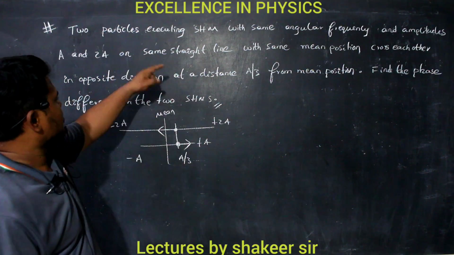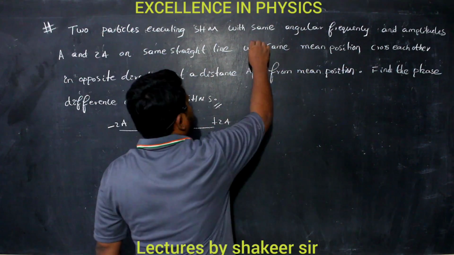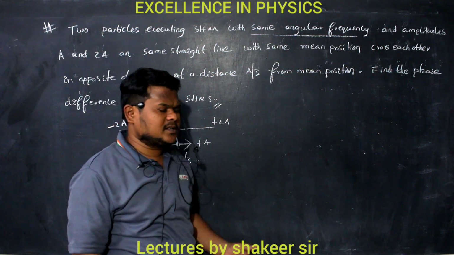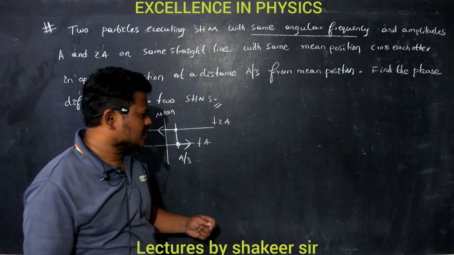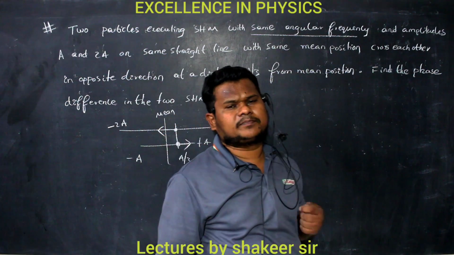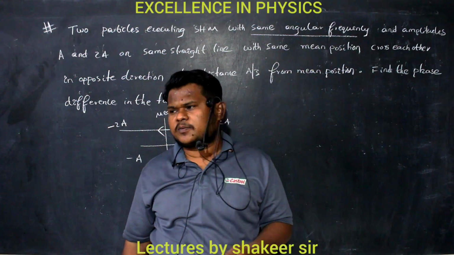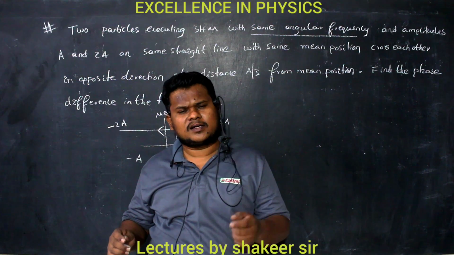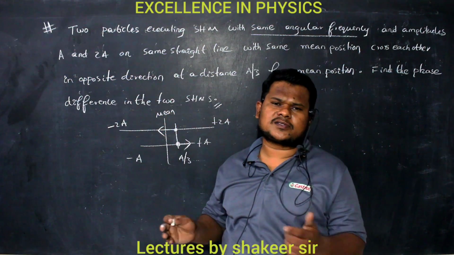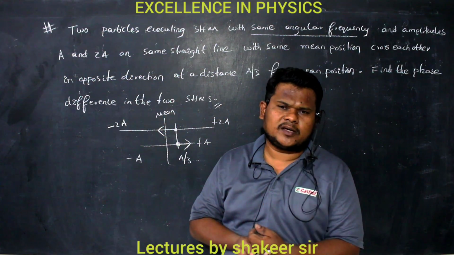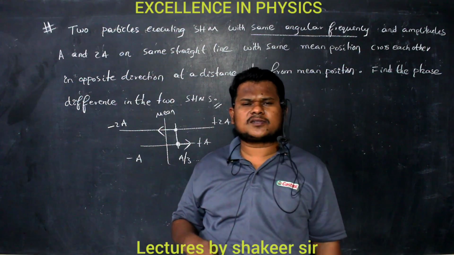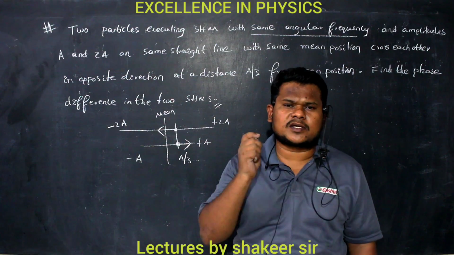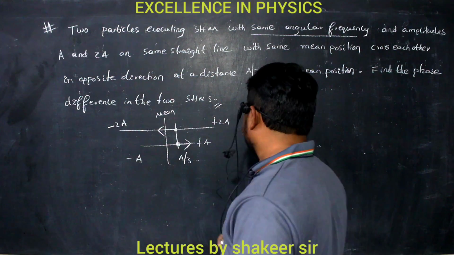Clear? One important point is that they have the same angular frequency. What is meant by the same angular frequency? They will cover the same angle in the same time. It means that if one body is completing 4 oscillations in 1 second, the second body also completes 4 oscillations in 1 second. That is the meaning of this. So definitely we can solve this problem by comparing this simple harmonic motion with circular motion. Clear? So let us see.